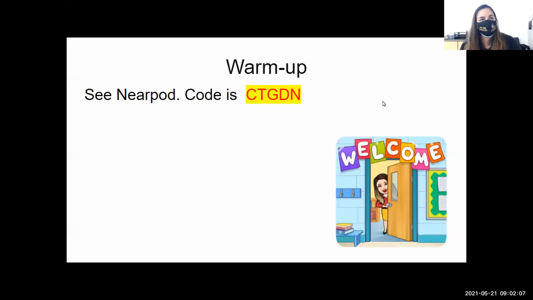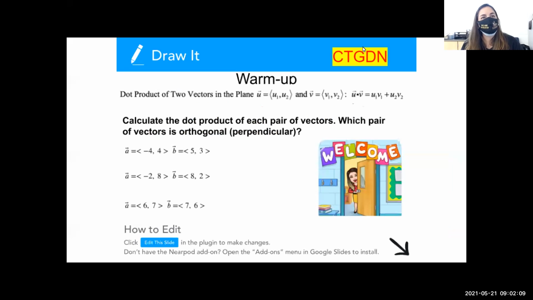Right there for you. And the Nearpod code is right there as well, CTGDN. So go ahead and get into that Nearpod and calculate the dot product of each pair of vectors.